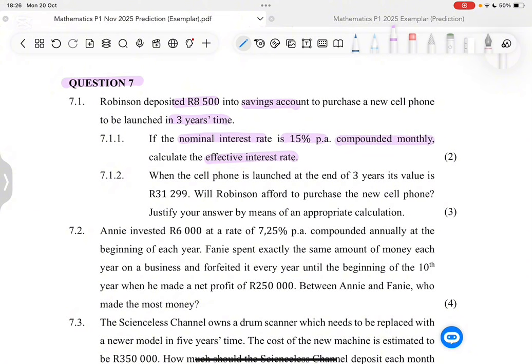This means that the money that you deposit will grow, or say compound, many times in a year. For example, it can grow daily, monthly, quarterly, or semi-annually. Now, if you look at our question, we are saying that this money grows every month. That means it will grow 12 times because we have 12 months in 1 year. And it grows at a rate of 15%.